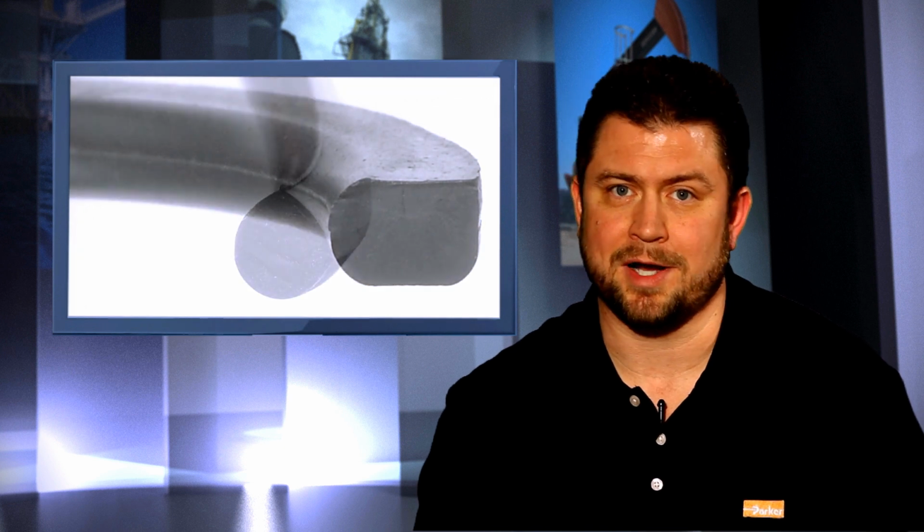Compression set causes the O-ring to flatten on both sides, whereas wear causes the O-ring to flatten on one side only. However, you have to take the O-ring out of the groove to be able to see.